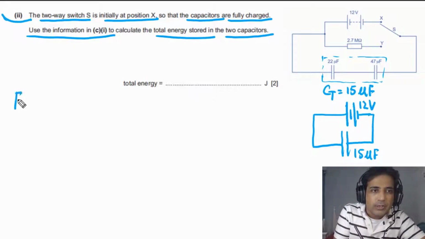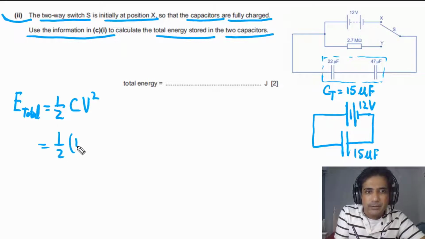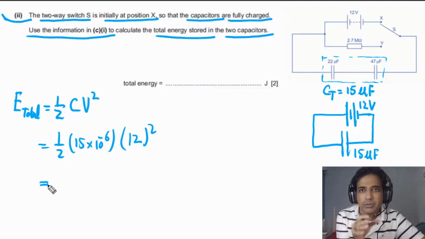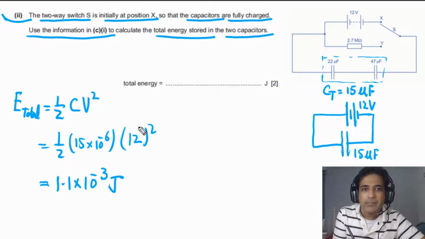In order to calculate the total energy stored in this capacitor when it is fully charged, we can simply use 1/2 CV squared. The value of C is 15 microfarads, and the value of V is 12 volts. Now we simply need to put these numbers in the calculator and we can calculate E total. E total in this case will be equal to 1.1 times 10 to the minus 3 joules. And this is our final answer up to 2 SF.